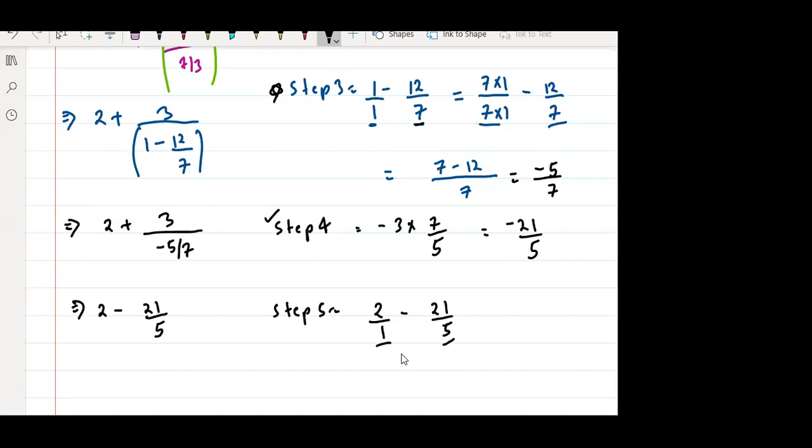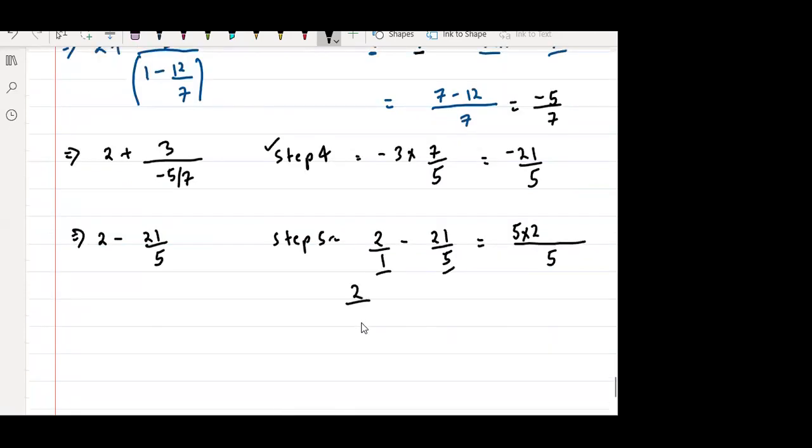Step by step. 5. Right? So you can write it as 5. Now, how can you convert this 1 into 5? Tell me. By multiplying into 5. By multiplying into 5, this is 2, right? And 2 by 1 can be converted into 10 by 5 by multiplying and dividing by 5. Yes or no? That is what I'm doing now.